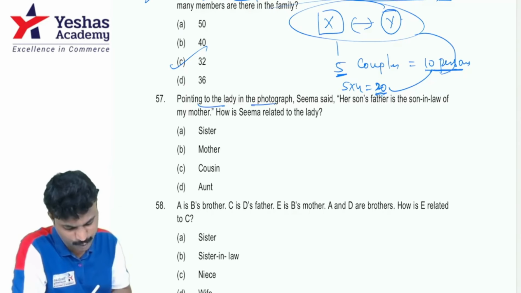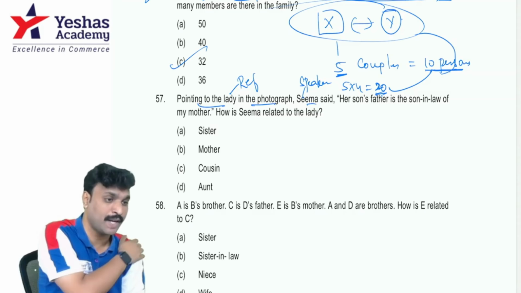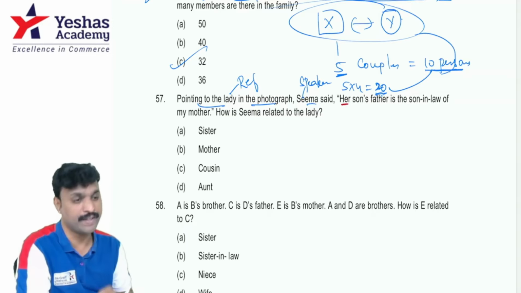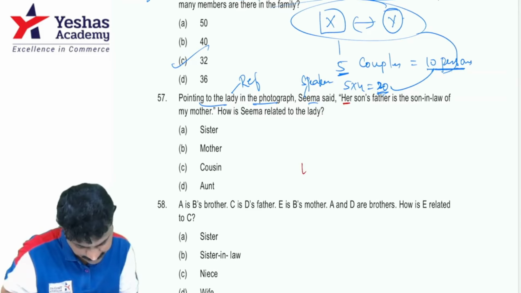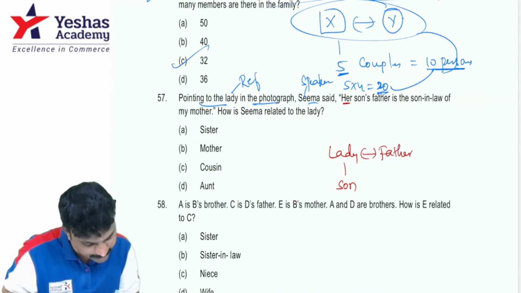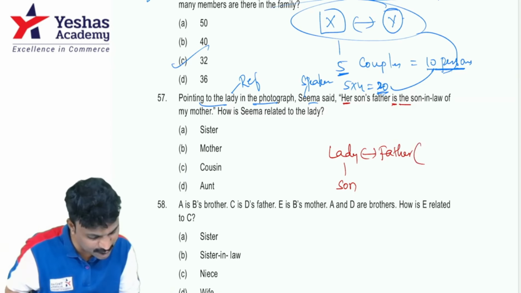Pointing to a lady in the photograph, Seema said, "Her son's father is my mother's son-in-law." The lady is the reference person, Seema is the speaker. It is within the quotes. I have explained how to solve such questions in the marathon as well as in the regular classes also. Within the quotes, he, she, his, her refers to whom? The reference person, that means lady. Her means lady. Her son will be definitely below. Son's father means next to that lady, husband. Correct? Whatever comes after is within the bracket.